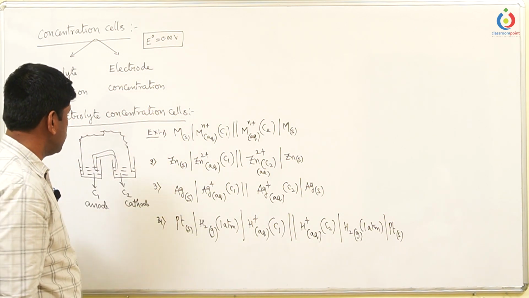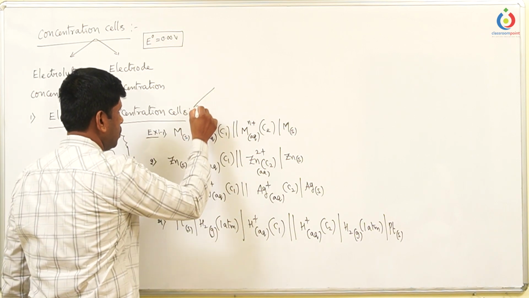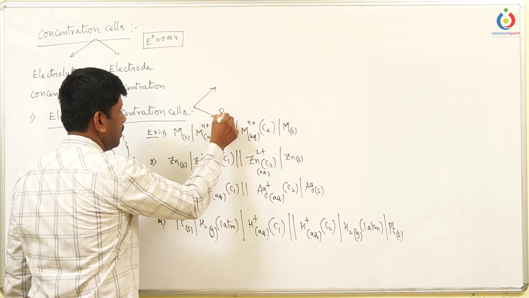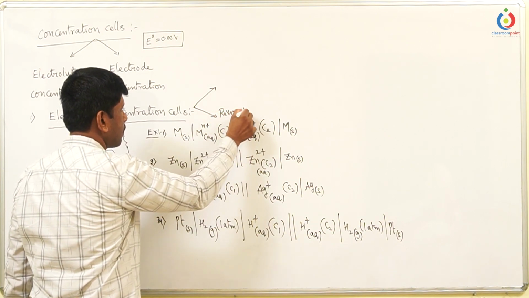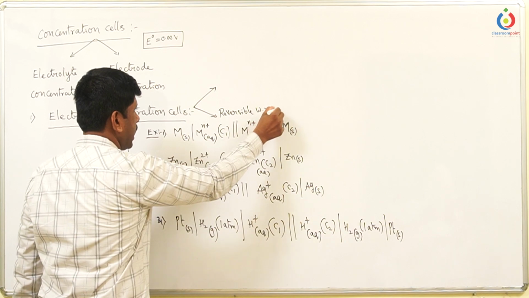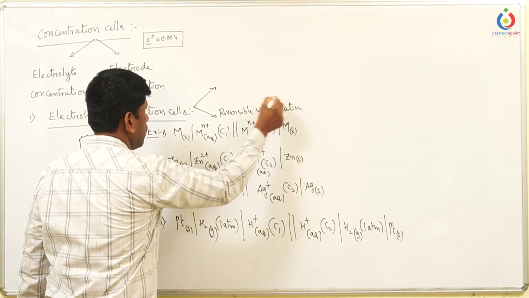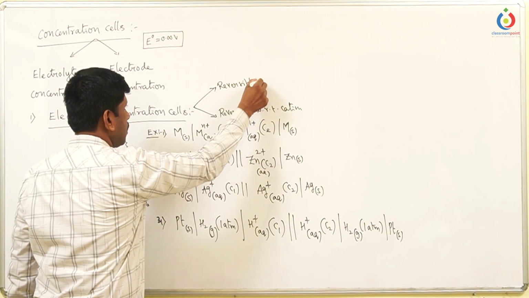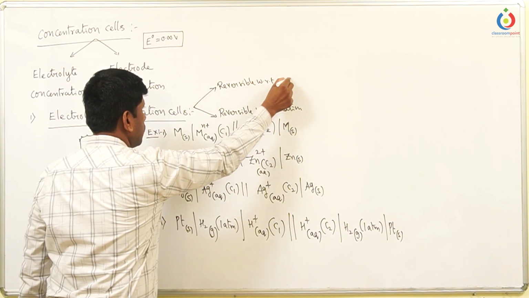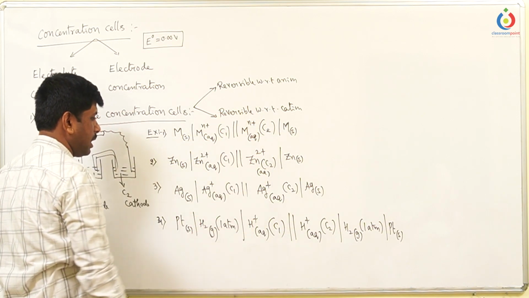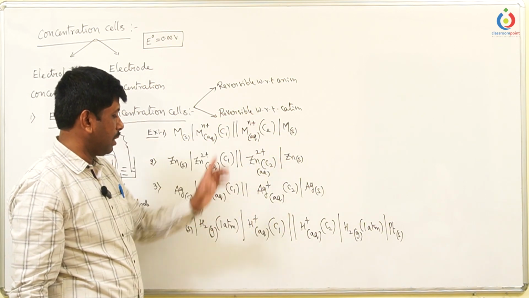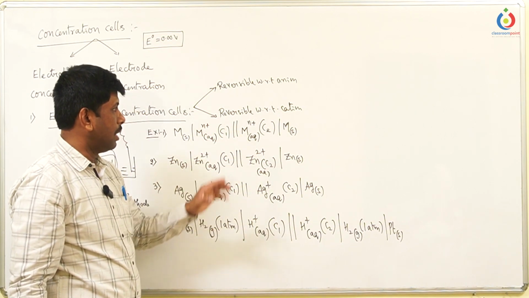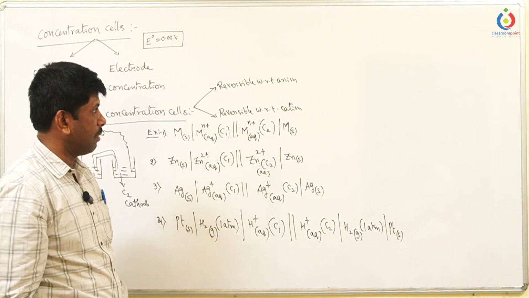See, all these electrolyte concentration cells are also of two categories here. This is reversible with respect to cation, and reversible with respect to anion. These all come under the category of reversible with respect to cation. The same cation is mentioned on both sides. That's why it is called reversible with respect to the cation.